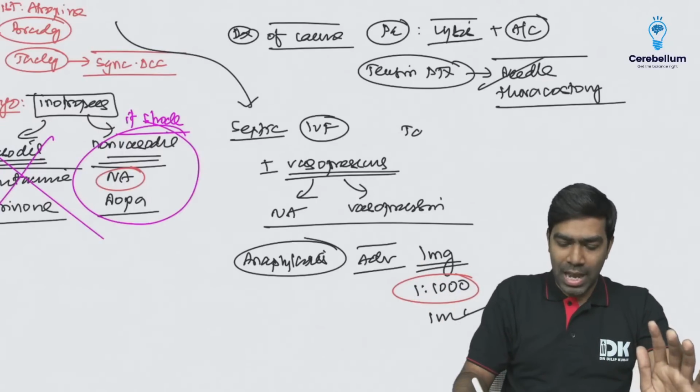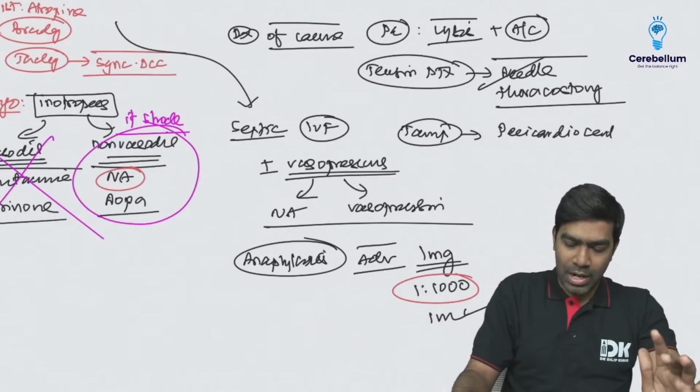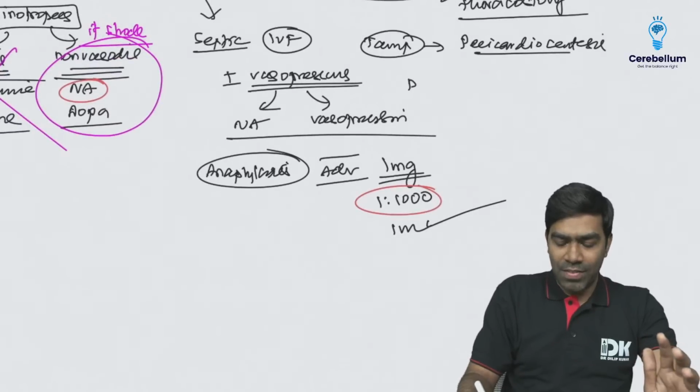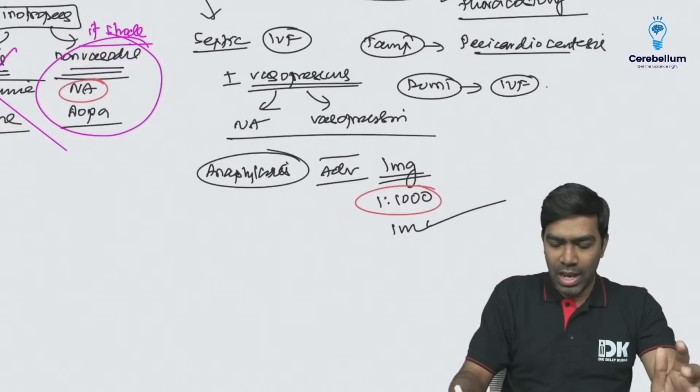And if it's a tamponade and the patient is in shock, you know very well the treatment is going to be pericardiocentesis. And if it's going to be RVMI, then you are going to use IV fluid and inotropes.